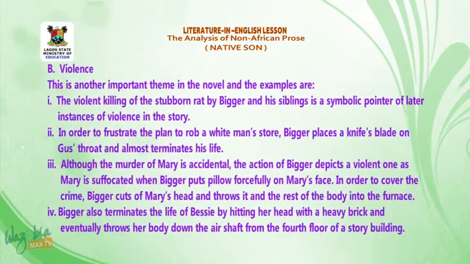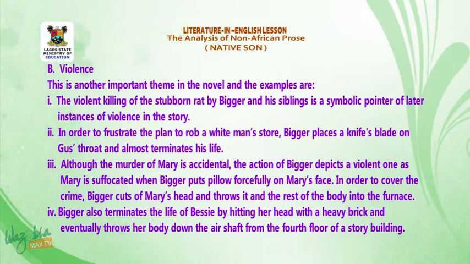B. Another theme, violence. This is another important theme in the novel, and the examples are: 1. The violent killing of the stubborn rat by Bigger and his sibling is a symbolic pointer of the later instances of violence in the story. 2. In order to frustrate the plan to rob a white man's store, Bigger places a knife's blade on the man's throat and almost terminates his life.